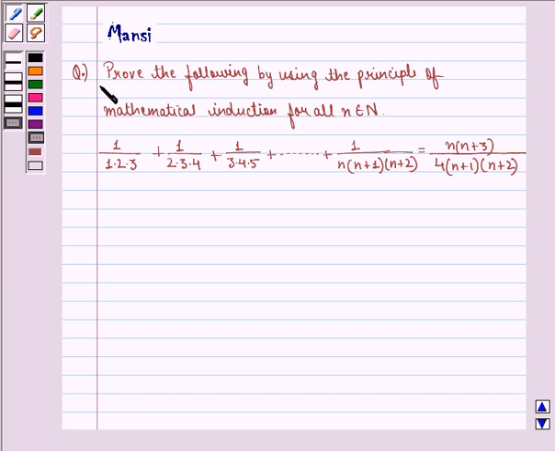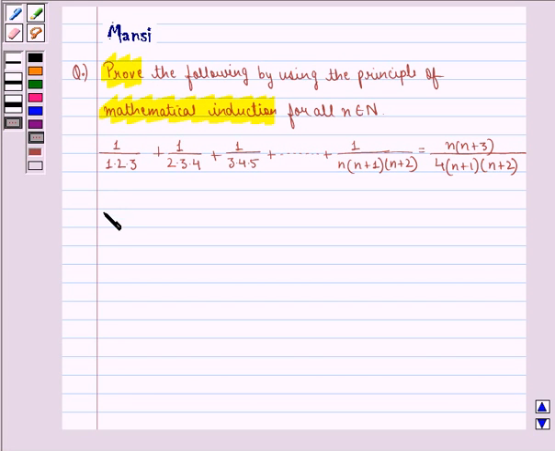The question says, prove the following by using the principle of mathematical induction for all n belonging to natural numbers: 1 upon 1 into 2 into 3 plus 1 upon 2 into 3 into 4 plus 1 upon 3 into 4 into 5 up till 1 upon n into n plus 1 into n plus 2 is equal to n into n plus 3 divided by 4 into n plus 1 into n plus 2. In this question, we need to prove by using the principle of mathematical induction.